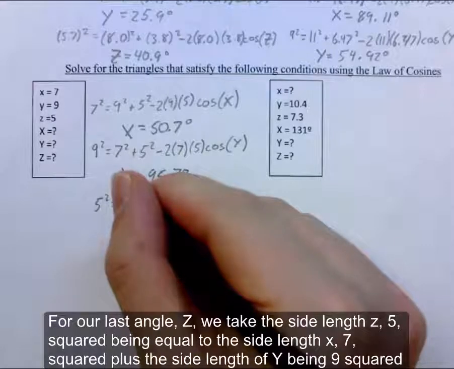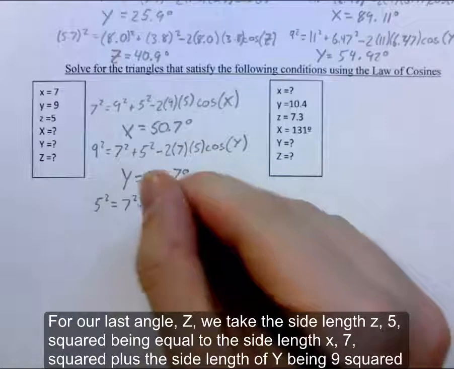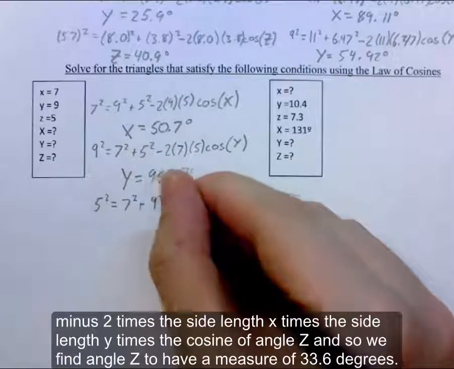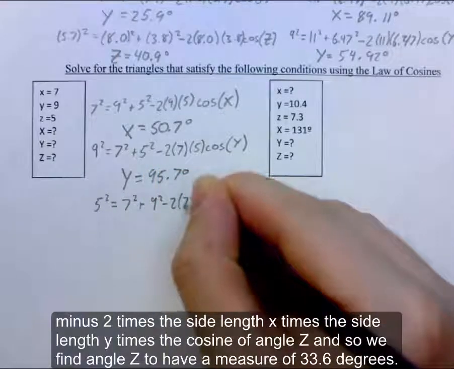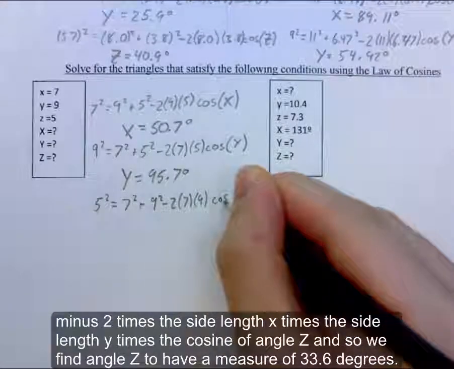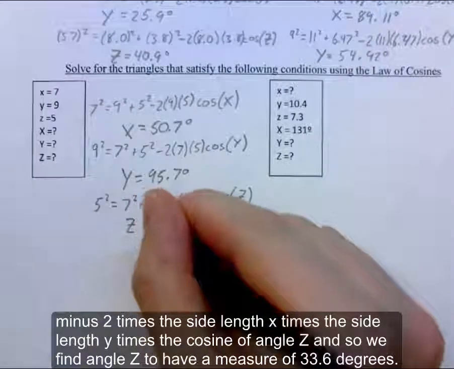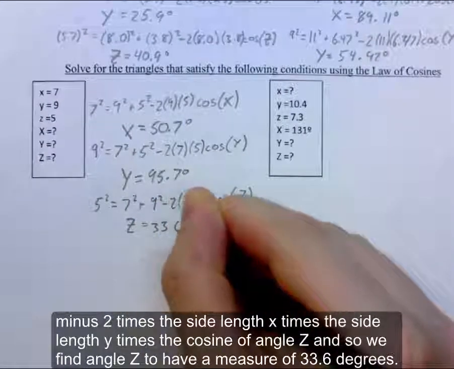For our last angle z, we take the side length z, 5 squared, being equal to the side length x, 7 squared, plus the side length of y being 9 squared, minus 2 times the side length x times the side length y times the cosine of angle z. And so we find angle z to have a measure of 33.6 degrees.